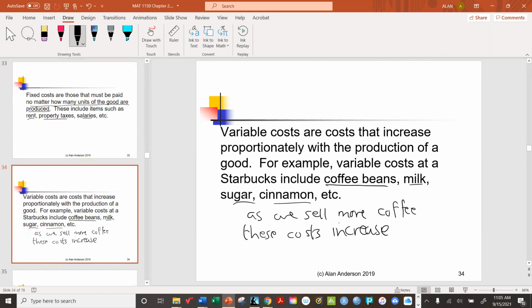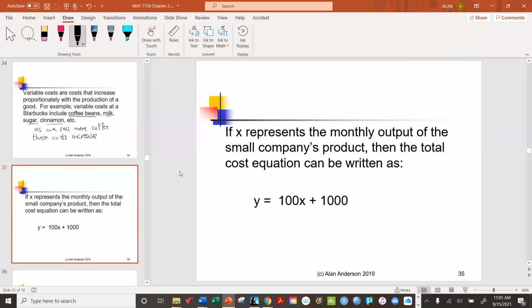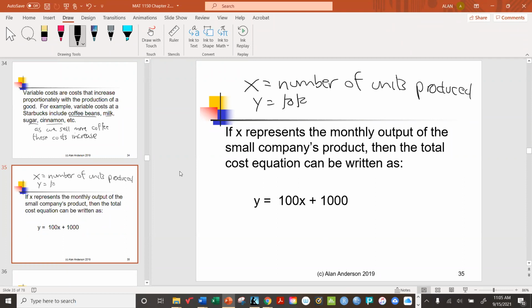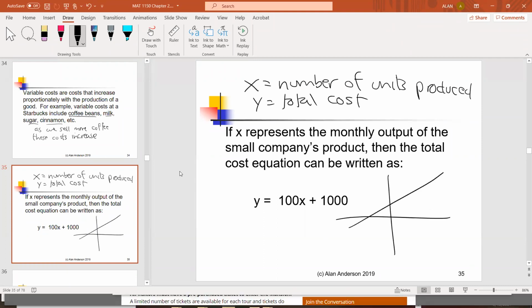All right, now, that's why we're writing it like this. Now, X represents the total number of outputs, number of units produced. Y is the total cost. And you can see the point of all this is that it's a straight line. So this is a classic example of a linear equation. $1,000, you can think of that as the intercept. $100 is the slope. So there's the intercept, there's the slope. This is what we're looking at.